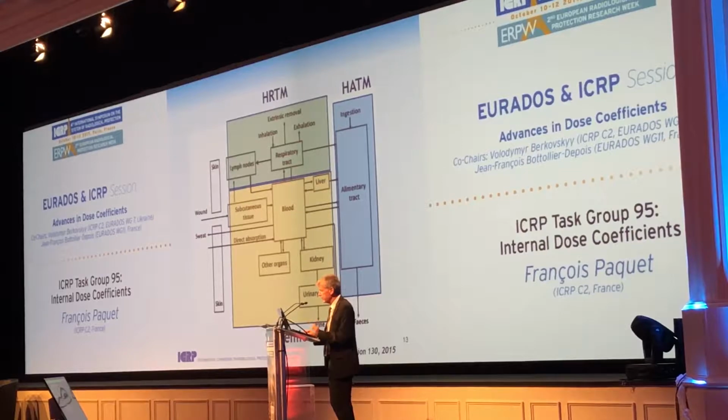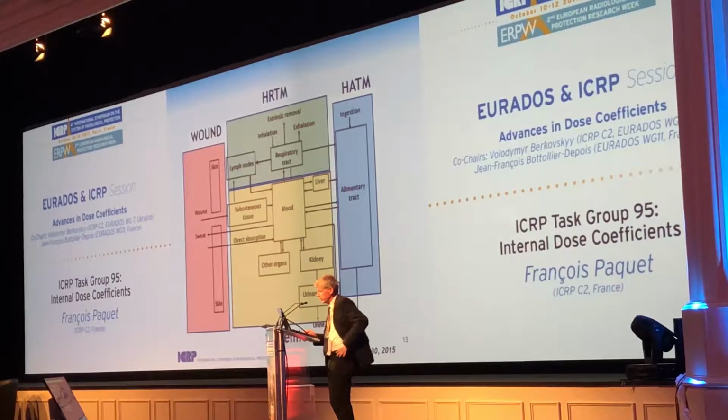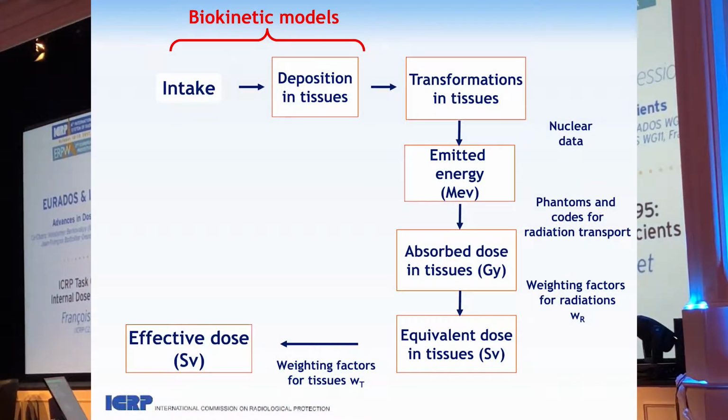Here, this is the model from ICRP, and we have a fourth model which was not built by ICRP, but was built in cooperation with ICRP by NCRP: the wound model. I remind you that the wound is not part of the effective dose because we consider that a wound is not a normal situation of exposure for workers. So these are the biokinetic models.